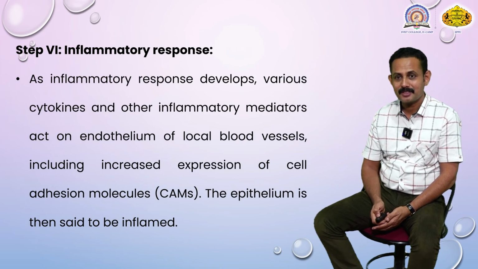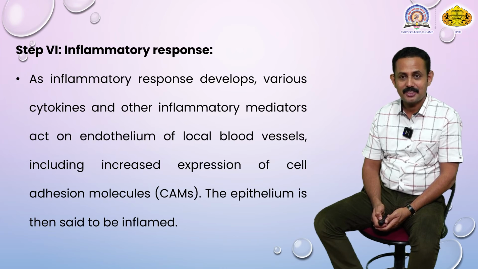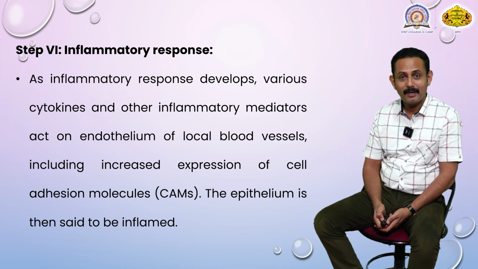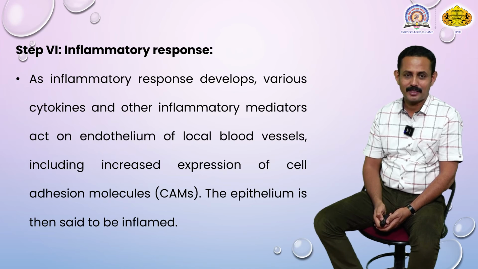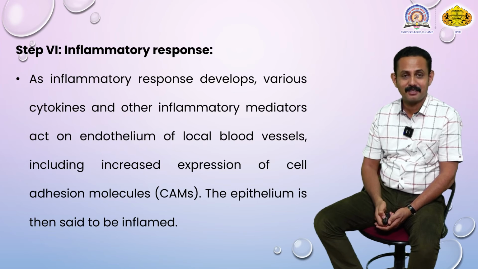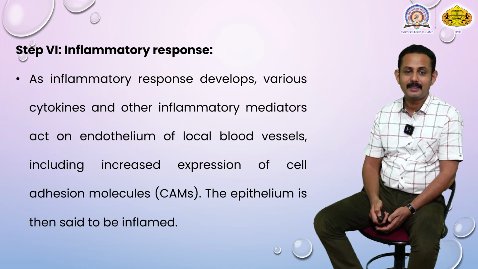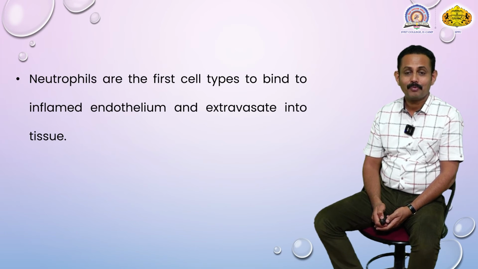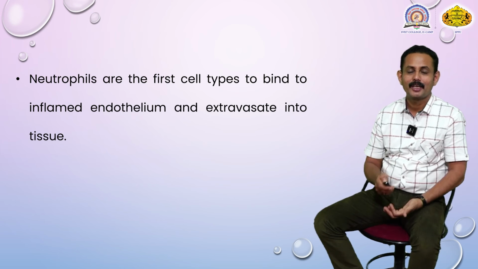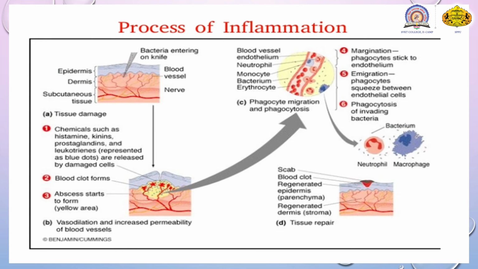Now the next step is the inflammatory response. As the inflammatory response develops, there is a secretion of various cytokines and inflammatory mediators. They act onto the endothelium of the local blood vessels, local meaning at the site of the injury. They increase the expression of cell adhesion molecules, the CAMs, and the endothelium is then said to be inflamed. Now neutrophils are the first type of cells to bind to the inflamed endothelium and extravasate, meaning they further migrate into the damaged tissue.